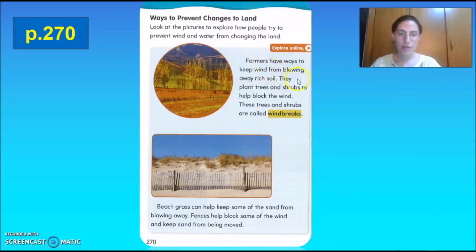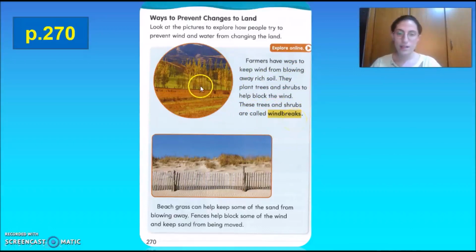Farmers have ways to keep wind from blowing away rich soil. They plant trees and shrubs to help block the wind. These trees and shrubs are called windbreaks. So I'm going to read it, then I'm going to explain. Farmers have ways to keep wind from blowing away rich soil. They plant trees and shrubs to help block the wind. These trees and shrubs are called windbreaks.